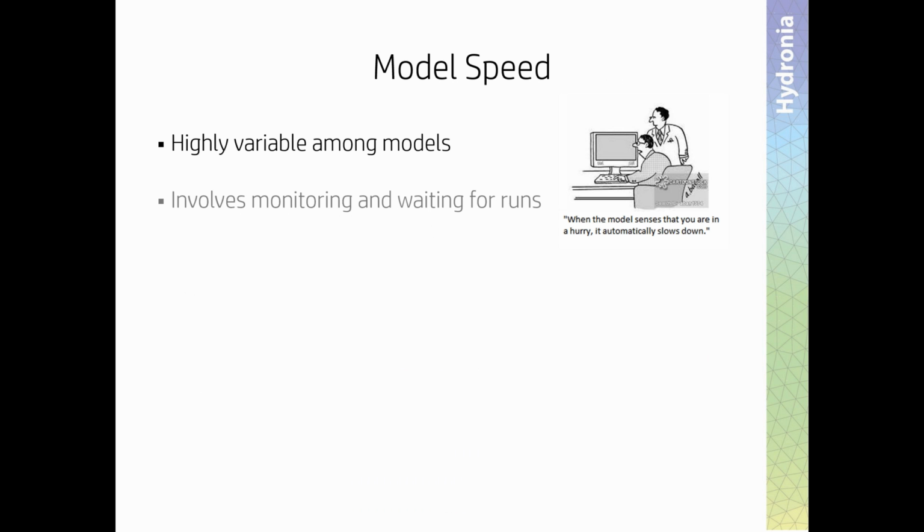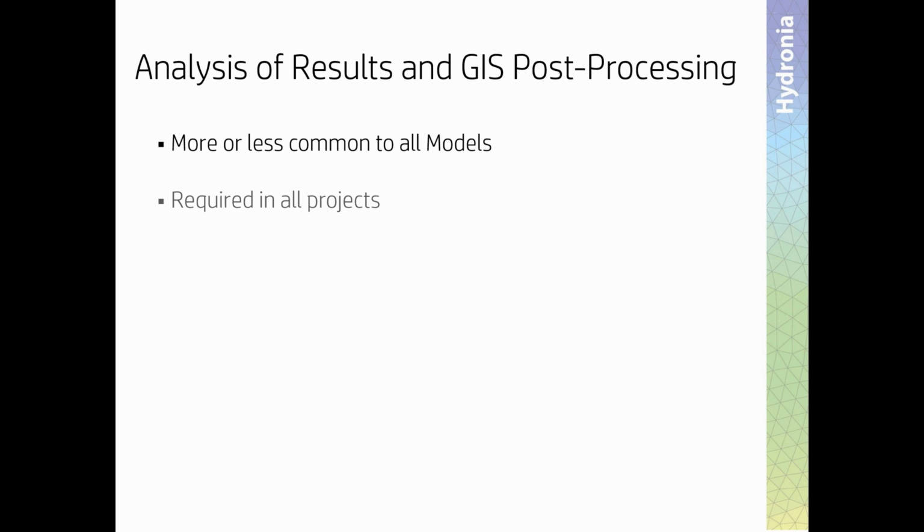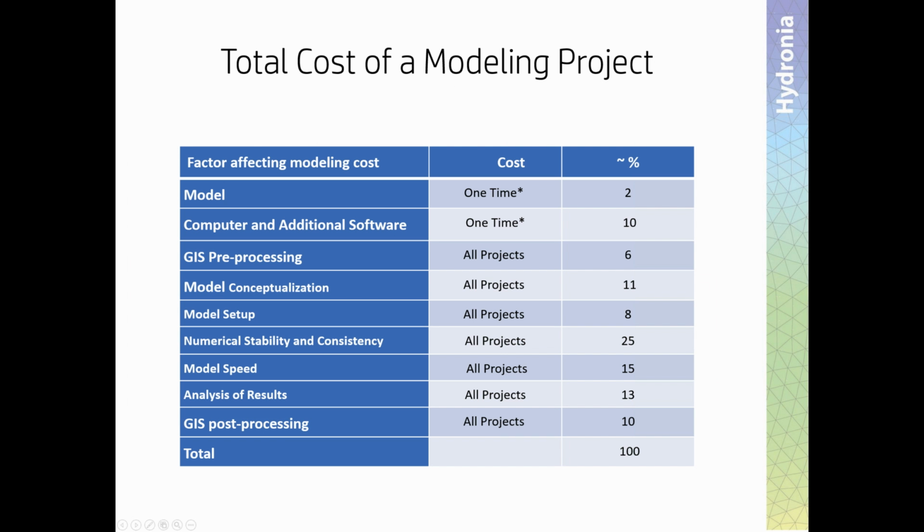Well, the model speed is also very important, and is highly variable among models. And this cartoon here says, when the model senses that you are in a hurry, it automatically slows down. So sometimes you need the results very quickly, and the model just continues and continues, taking time to produce results. So what this task involves is monitoring and waiting for runs, and that is a very time-consuming task as well. And depending on your model, it is required in all projects, because most projects require, depending on the model, long computer times. In regards to analysis and results and GIS post-processing, it's more or less common to all models.